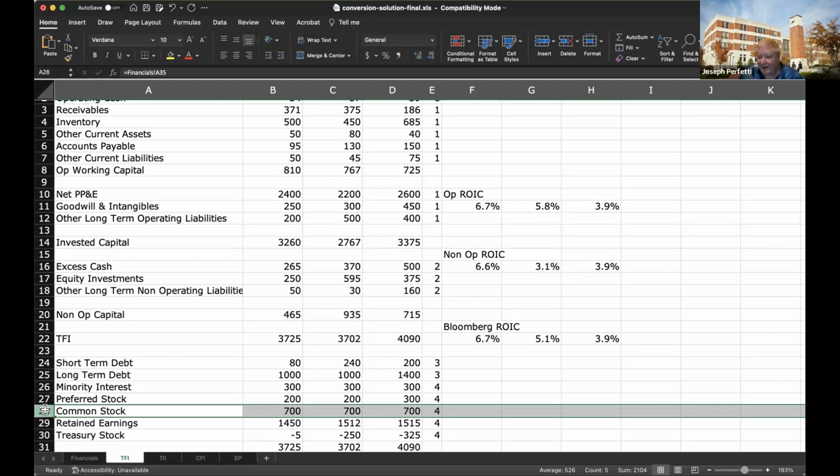So anytime you see minority interest on a balance sheet, it's basically a company that controls more than 50% of a business and consolidated 100%, but actually doesn't own 100%.